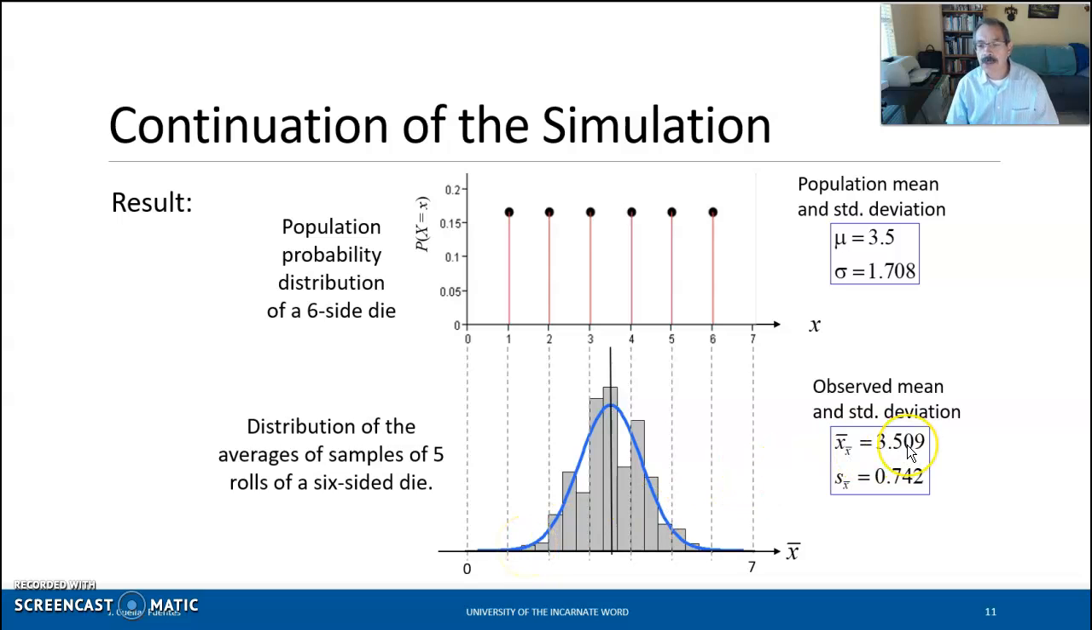Not only that, if you look at the mean of these 100 averages, you see that the mean of those is 3.509, and the standard deviation of these averages here is 0.742. And you see that the mean of all these averages is pretty close to the population mean, but not the standard deviation of the averages. This is much smaller than the standard deviation of the population.